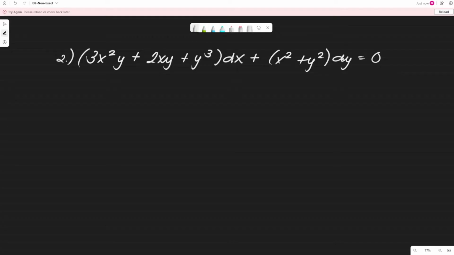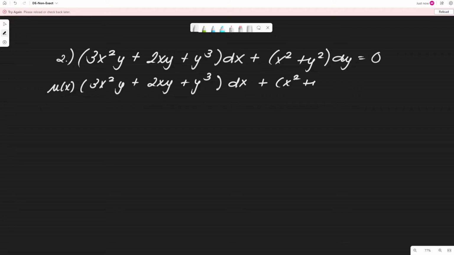So I will multiply by mu of x first. So we'll have mu of x times (3x squared y plus 2xy plus y cubed) dx plus (x squared plus y squared) dy, oh sorry, I forgot the mu of x, is equal to 0. So we have already arrived at the exact form.